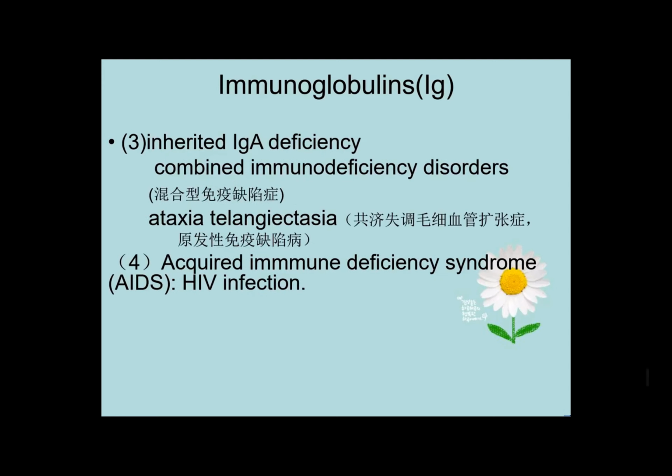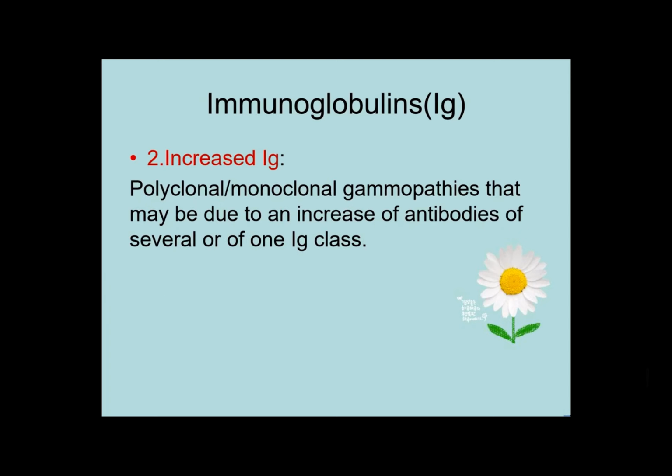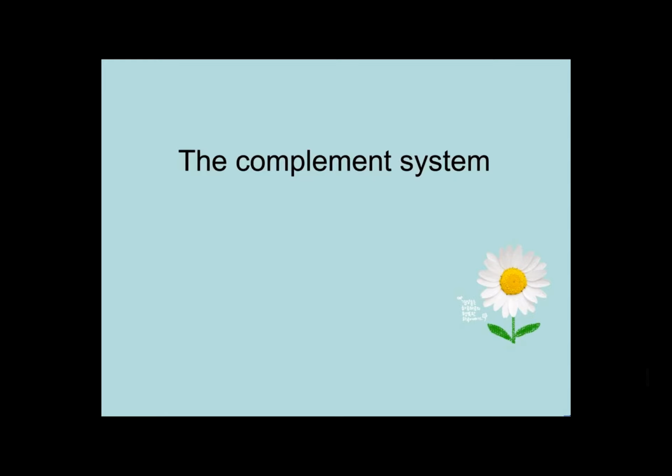The other disease, the inherited IgA deficiency, can also decrease the immunoglobulin, especially AIDS. The HIV infection can cause the AIDS, and in the patient of AIDS, the immunoglobulin decreases too. Immunoglobulin increase can be seen in the polyclonal or monoclonal gammopathy.